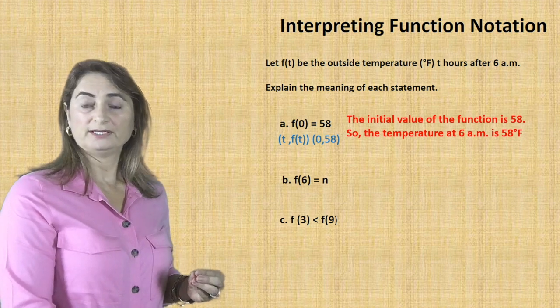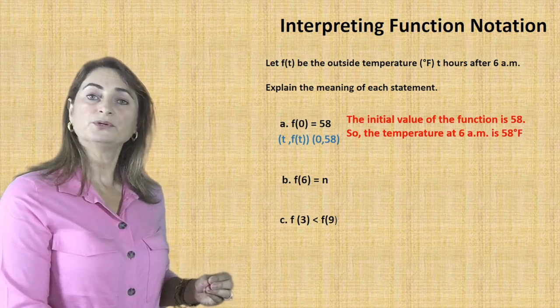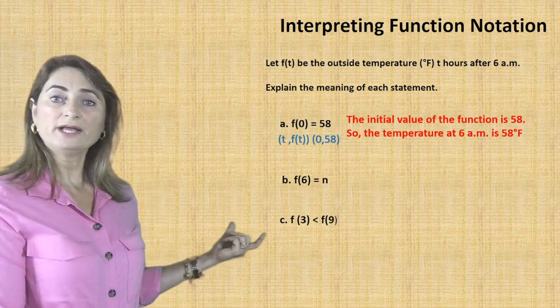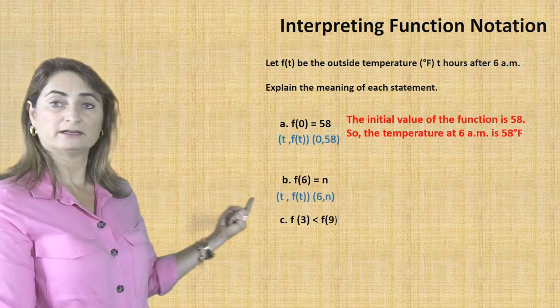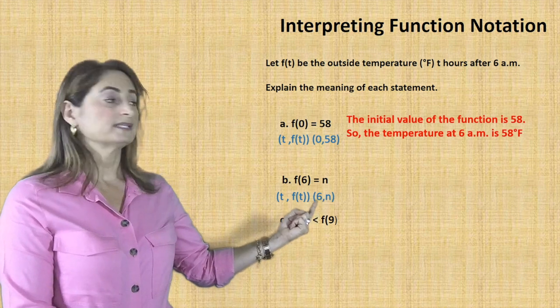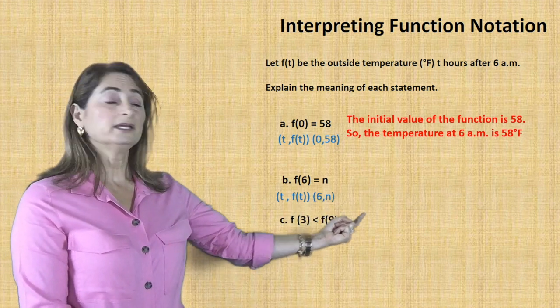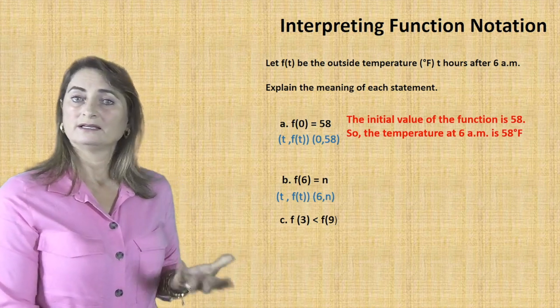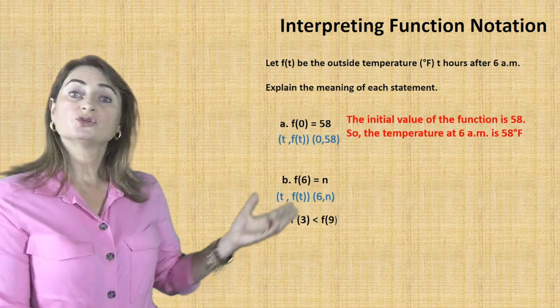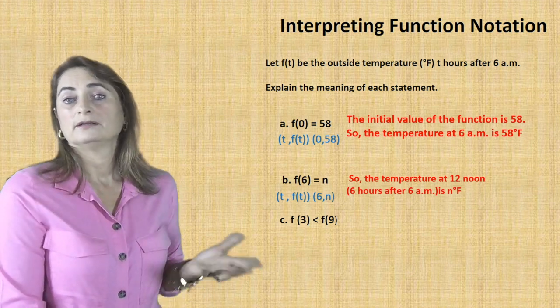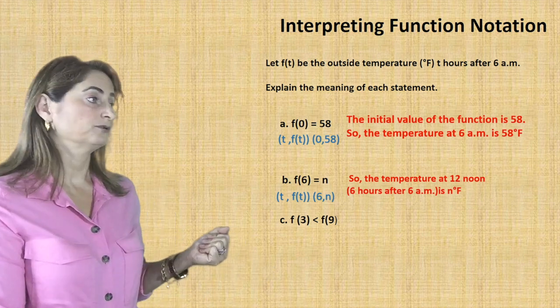Now, b is f of 6 equals n. The output is n. The input is 6 hours after 6 a.m. So write it as an ordered pair, t and f of t. 6 hours after would be 12 o'clock, and n is the temperature. I don't know what it is. So the temperature at 12 o'clock noon equals n Fahrenheit, which I don't know what it is.